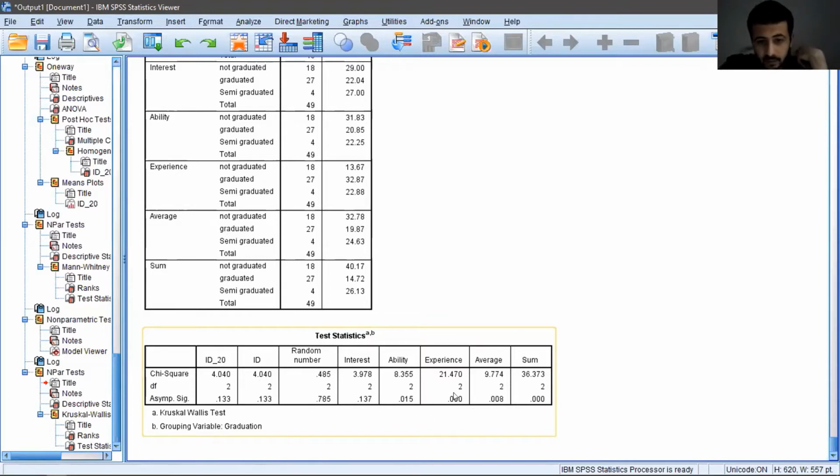Let's see here. For experience, there is a significant difference. So this significant difference is for the Kruskal-Wallis test, and it is for experience. Can anybody tell me what that means? Yes, there is a difference between graduate, not graduate, and semi-graduate in experience. Exactly. And can I say from here which one is higher than which?